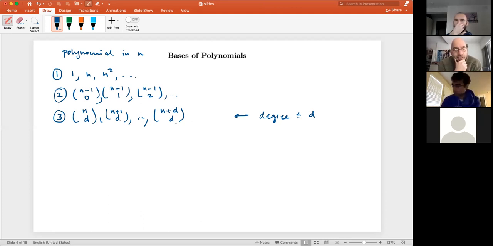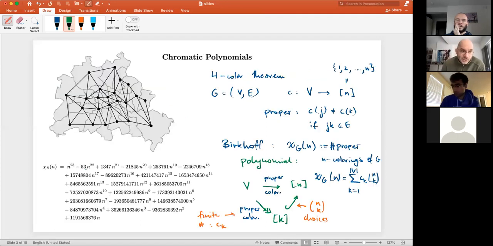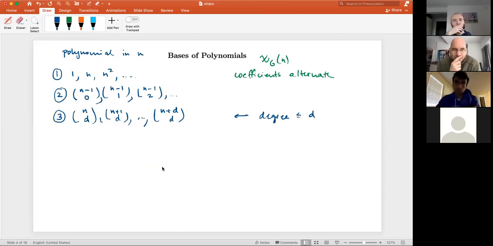And you can see an advantage for the chromatic polynomials already. When we write the chromatic polynomial in the first basis, I claim that the coefficients will always alternate. This is useful. You saw this over here: the coefficients of my monster polynomial go plus, minus, and that's not an accident. This is always true, and you can try to prove that. This is not super deep.